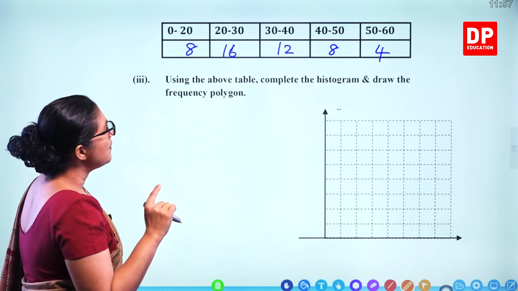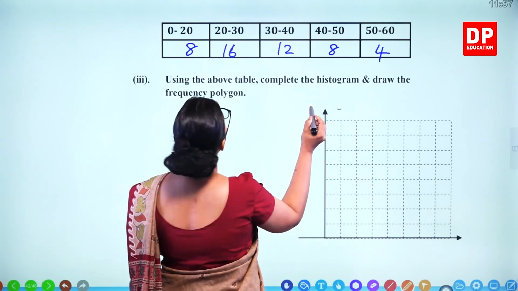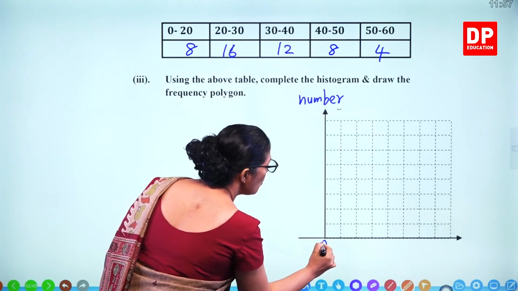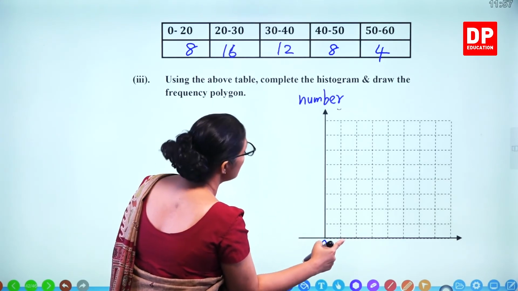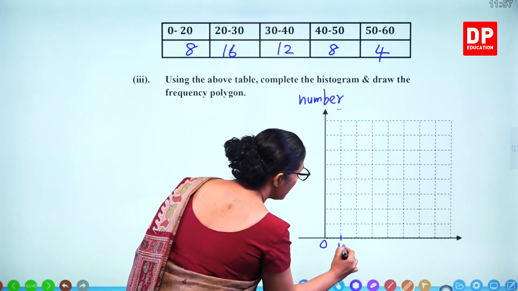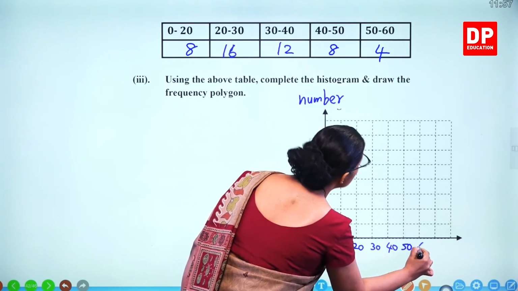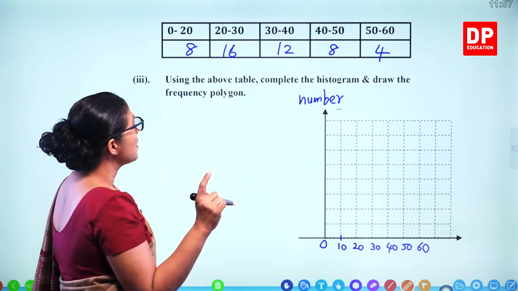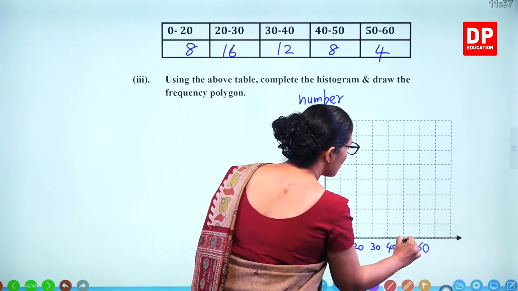Using the above table, complete the histogram and draw the frequency polygon. So we can find out the number and the intervals. 0 to 20, 20 to 30 here. So 0, 10, 20, 30, 40, 50, 60, up to 60. Now we have to think about equal bars. 50 to 60, that's 4. So you can draw the bar 50 to 60, that's 4.